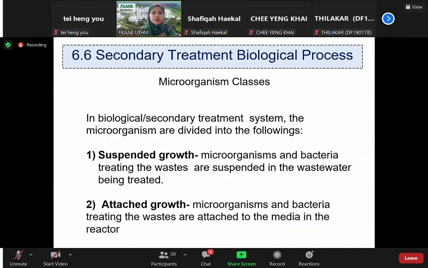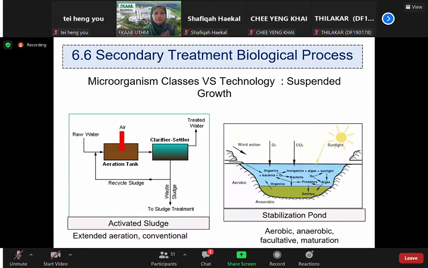Okay, in this secondary treatment process, we have two types of microorganisms. Suspended, maknanya the waste are suspended in the wastewater being treated, or the attached growth, which is microorganisms being attached to the media. Dia ada some media that the microorganism will be, ada rumah dia lah. Yang ini suspended, dia akan just settle, okay, after being treated. So dia susah nak faham.